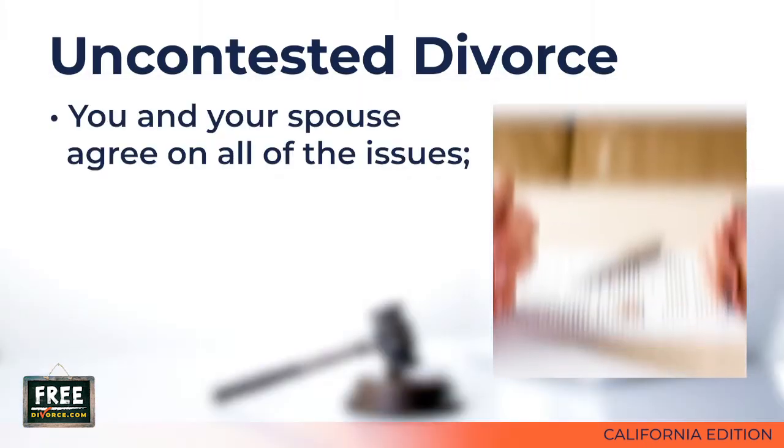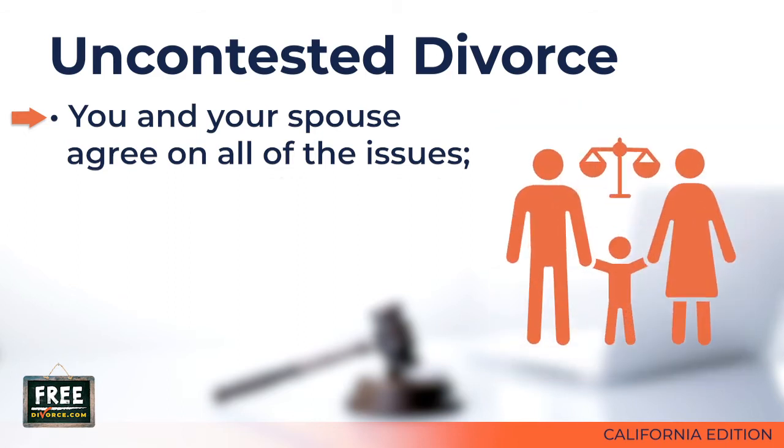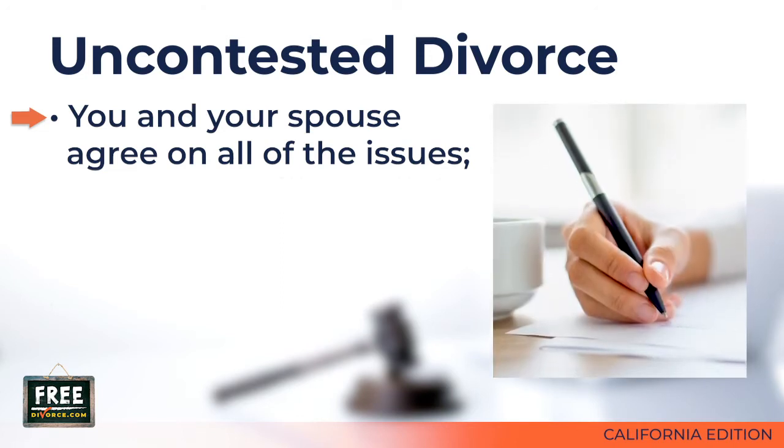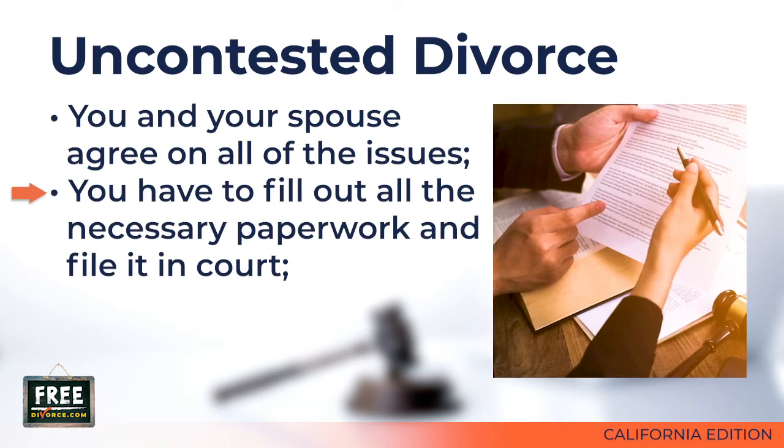An uncontested divorce is when you and your spouse are able to agree on all issues. You're able to agree on how to divide your property and on spousal support. If you have minor children, you and your spouse are also able to agree on child custody and child support. If you can agree on all of these issues, then getting divorced is just a matter of reducing your agreement to writing and filling out a collection of court forms. You then file all your paperwork with the court clerk.